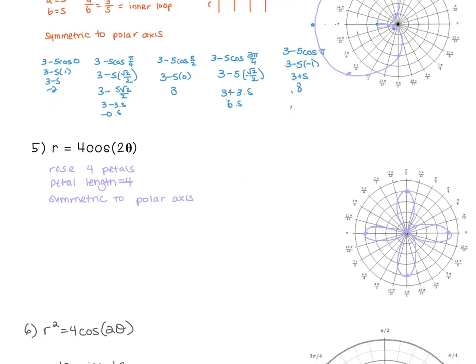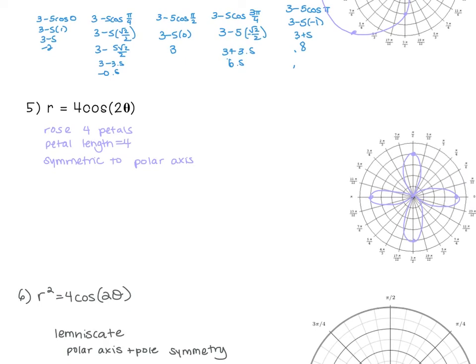Number 5 was r equals 4 cosine 2 theta. This is again a rose. There's 4 petals this time because the number next to the theta is even. I double it for the number of petals. The length of the petals was 4, and it was symmetric to the polar axis. So I plotted the point. I actually plugged in 0 and got 4.